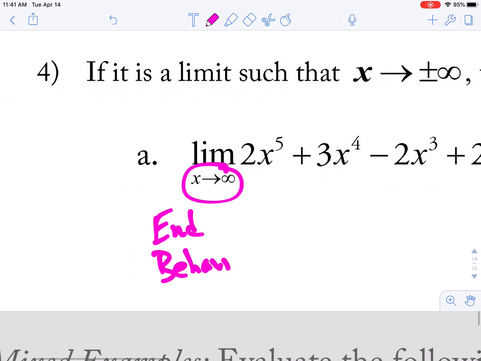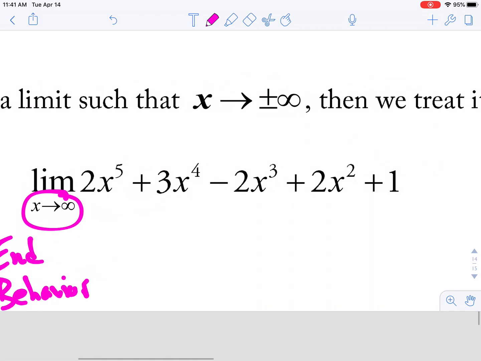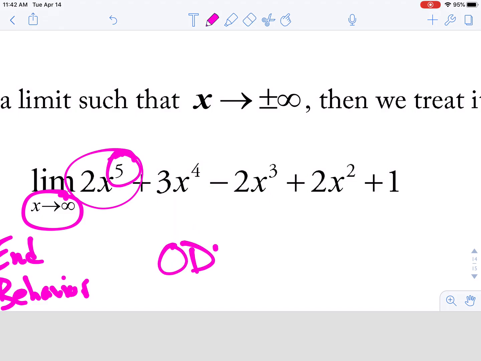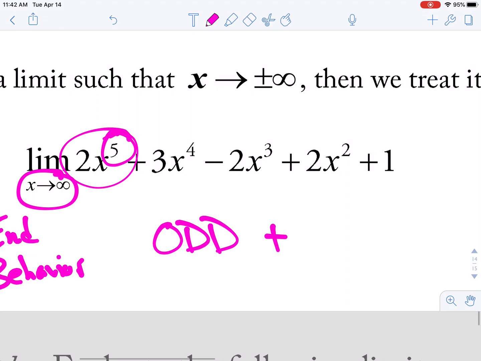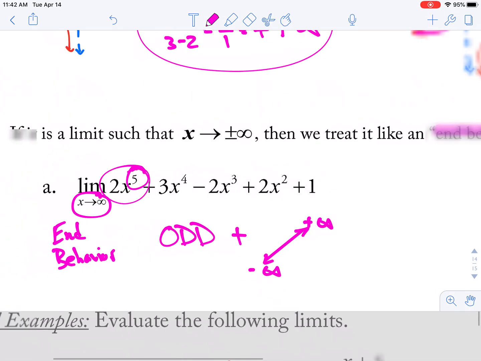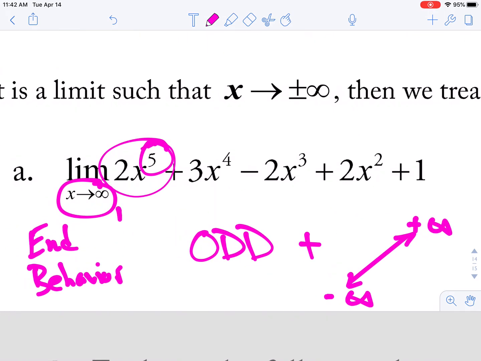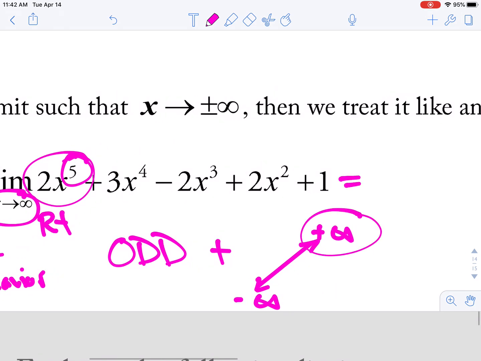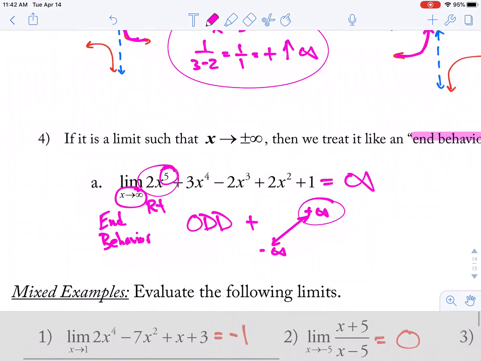So since we're talking end behavior, we look at this function. We're looking at the highest power here. That's an odd function because it has an odd power. That's an odd positive. So if it's odd positive, that means it goes up to the right to positive infinity, and goes down to negative infinity. So as x goes to infinity, infinity is positive, so as we go to the right, where are we going? We're going to positive infinity as we go to the right.